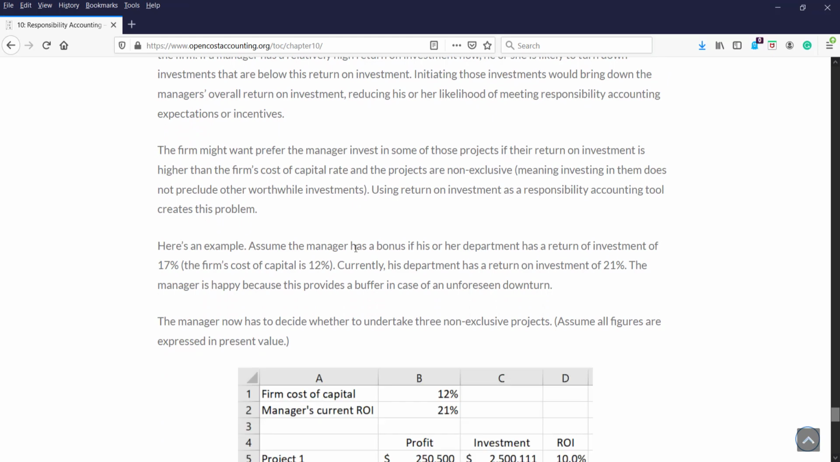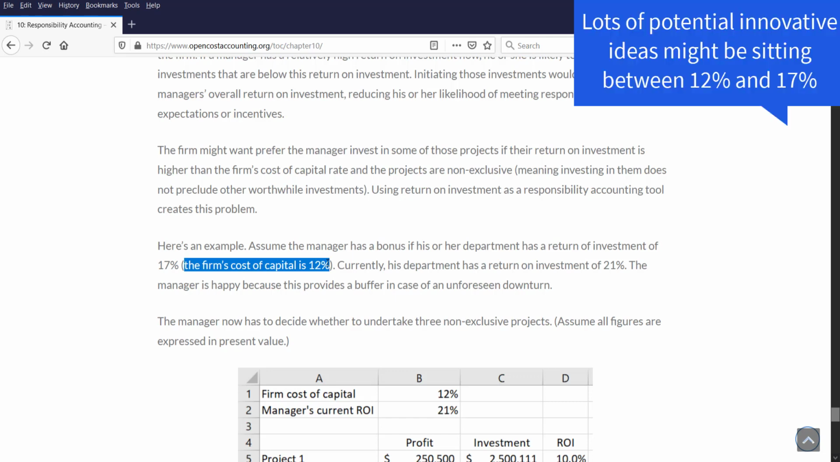So let's assume a manager has a bonus when his or her department has an ROI of 17%. Now the firm's cost of capital is 12%. That is another way of saying that is the firm's minimal ROI. It prefers 12% or more, because that's the cost of the capital for the firm in general, and it needs to return at least that much.